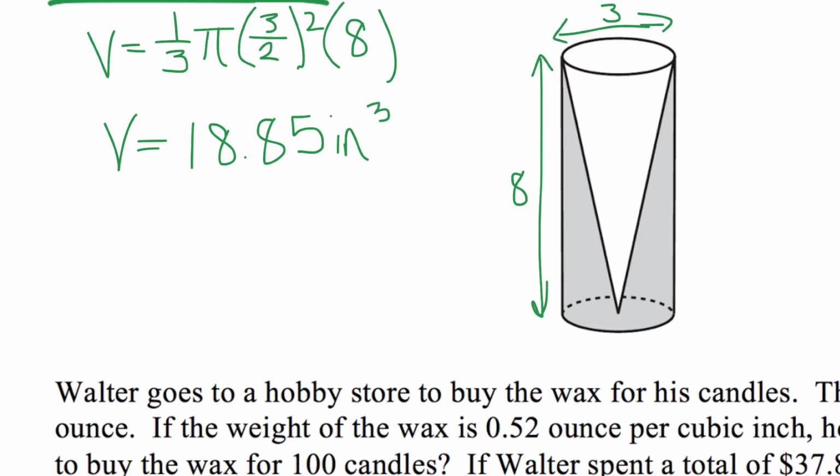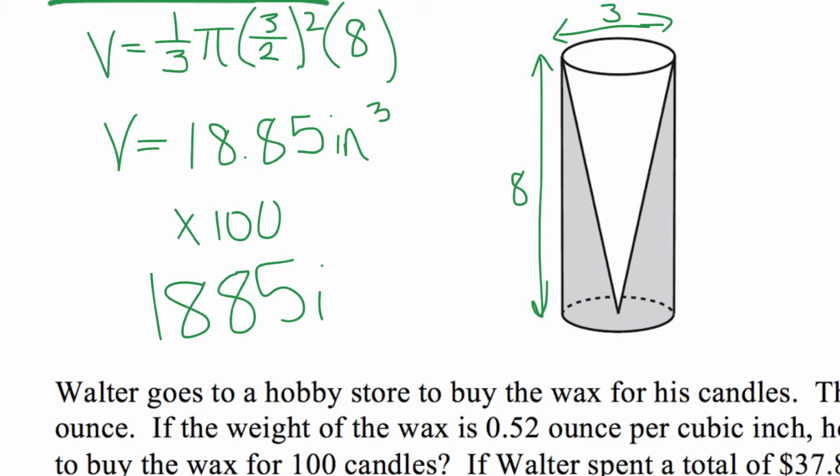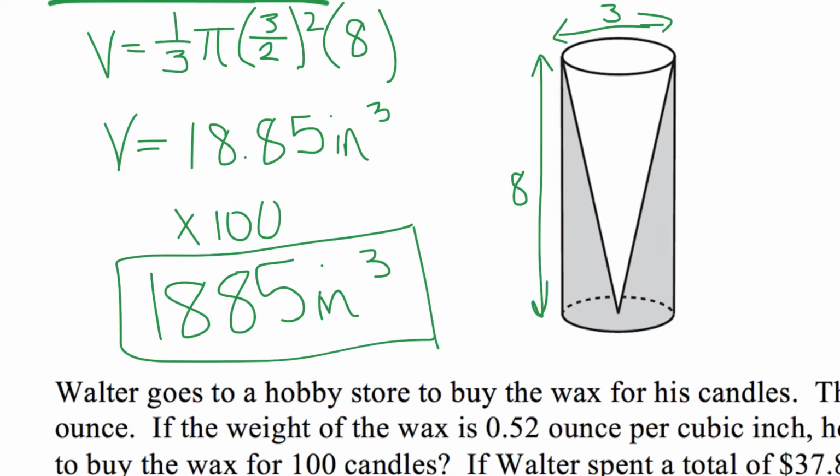Now, because he's making 100, we're going to multiply that by 100 to get 1,885 inches cubed. All right, so we've got part 1 complete.